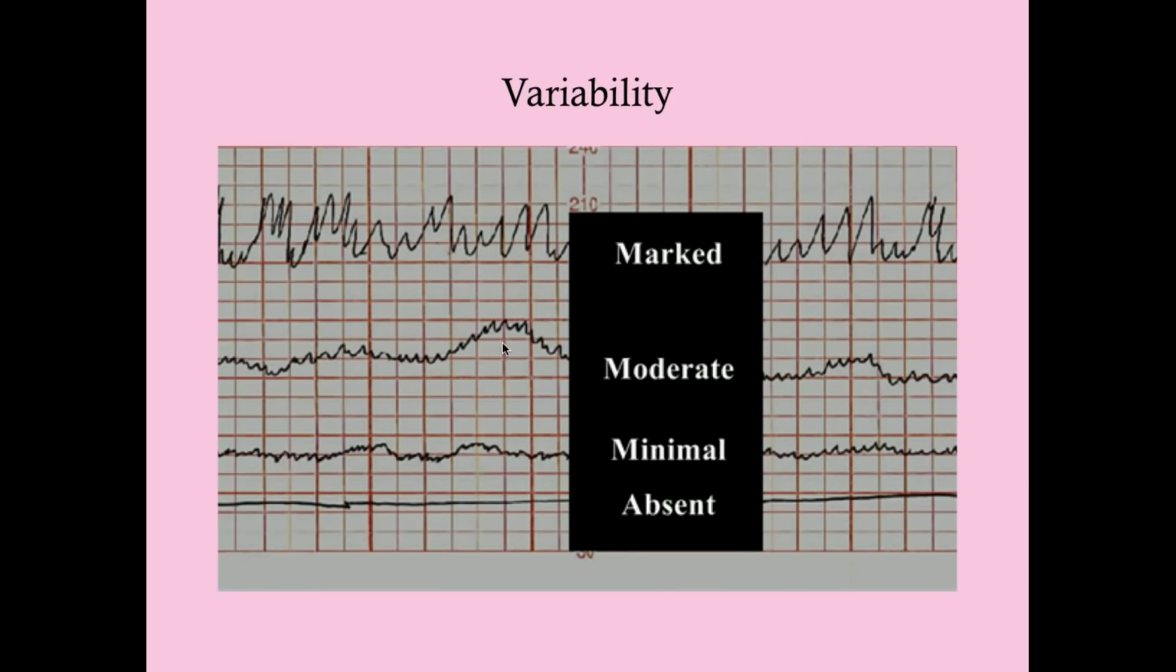This is moderate here, anywhere from 6 to 25. And then minimal, obviously much flatter, much smaller sawtooths in the curve here. And then absent variability, just kind of a straight line, might move around a little bit, but there's no fluctuations like what we see in minimal and moderate.